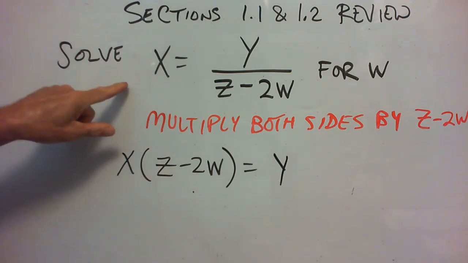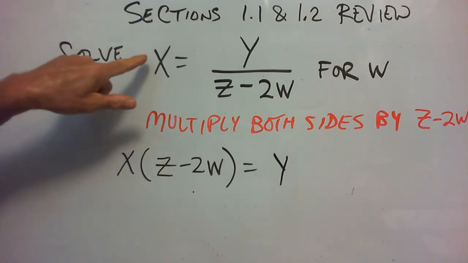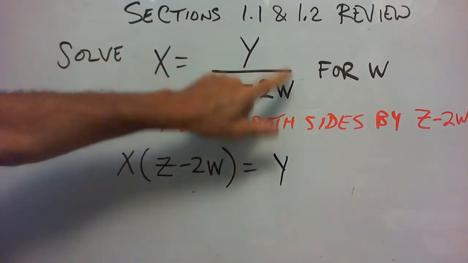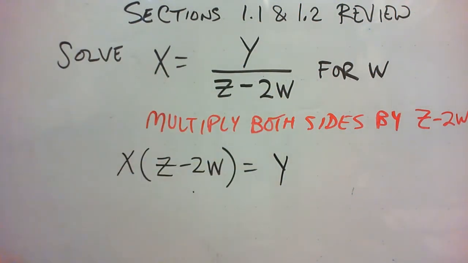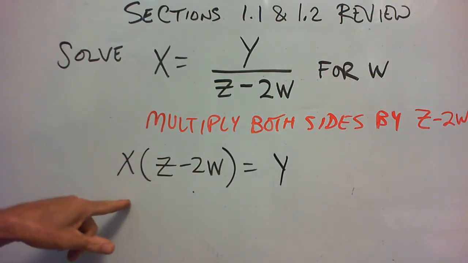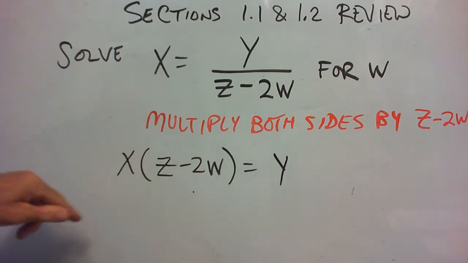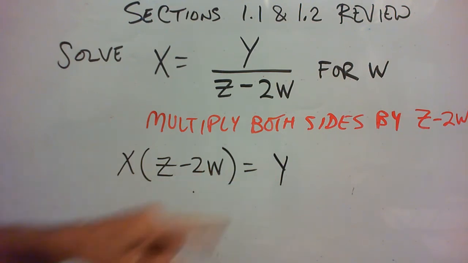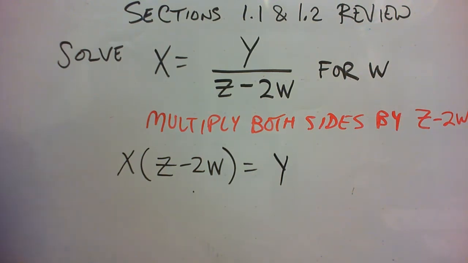When you multiply by that denominator, you end up getting x times that z minus 2w. On the right side, the z minus 2w's cancel, leaving y. Now from there, you solve for w. There's multiple approaches here. You can distribute, but you don't have to. You could just divide both sides by x, then subtract z and divide to solve for w. That would be the way I would suggest, although it would not be incorrect to distribute and solve that way as well.